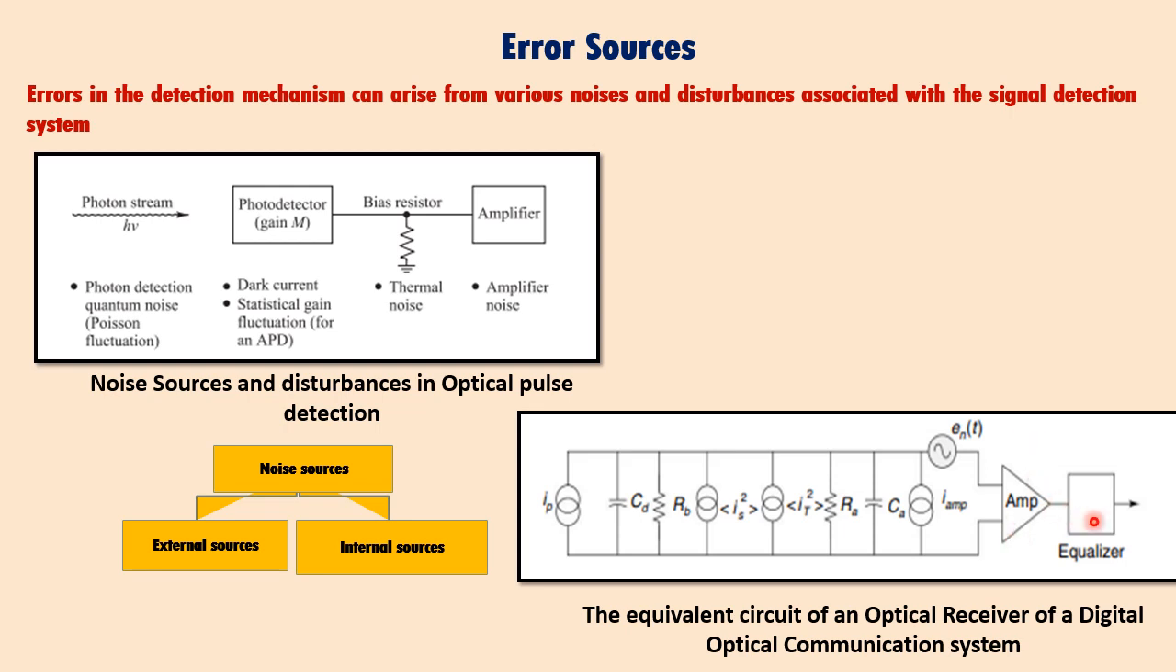This equalizer is also called a linear frequency shaping filter. The purpose of this equalizer is to compensate for the effect of signal distortion as well as intersymbol interference. That is, it accepts the combined frequency response of the transmitter, fiber and receiver, and then transforms it into a single signal response. So that is the purpose of the equalizer in the optical receiver circuit.